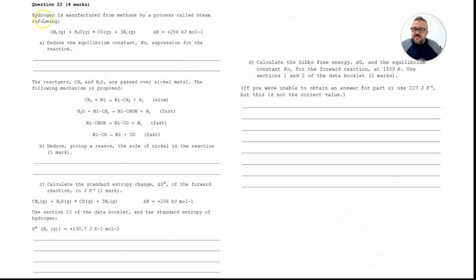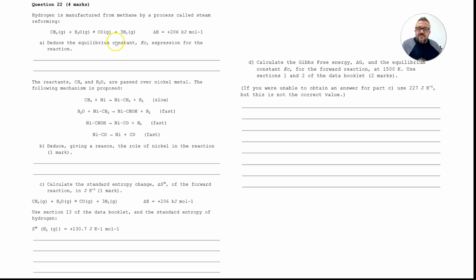All right, some more HL time. Hydrogen is manufactured from methane by a process called steam reforming. Here we have methane plus water vapor goes to carbon monoxide gas plus 3 hydrogen molecules. It is an endothermic process. Enthalpy is plus 206 kilojoules per mole. Deduce the equilibrium constant expression. See, there's a trick here.